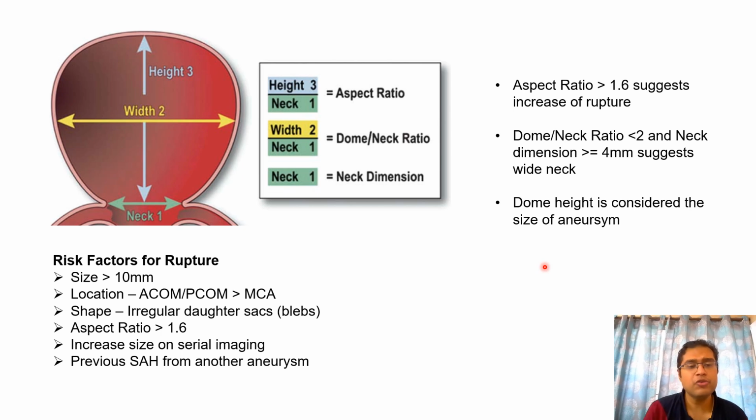Then the risk factors for rupture include a size of more than 10 mm, location in ACOM or PCOM more likely than MCA, and the shape of the aneurysm: if it is irregular with daughter sacs or blebs, it is suggestive of high risk of rupture. Then aspect ratio more than 1.6 causes stasis of the blood and then chronic inflammation. Then increasing size on serial imaging and previous SAH from another aneurysm also contribute to increased risk of rupture.